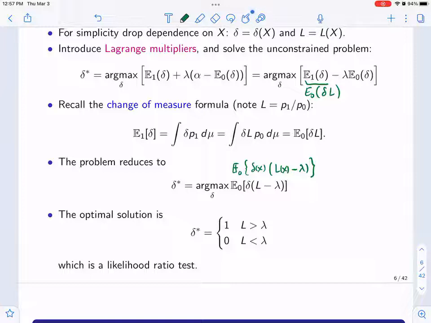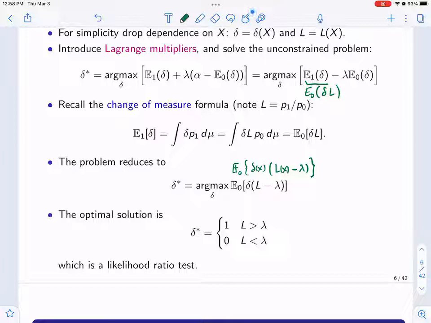So if the sign is positive, I want this to be as big as possible. So I'm setting it to 1. If this is negative, I want it to be as small as possible. I set it equal to 0. When this is equal to lambda, it doesn't matter what you do here, right? So it could be anything. And that would be the solution. I mean, there is some lambda for which the solution looks like that. And that's the end of the story.